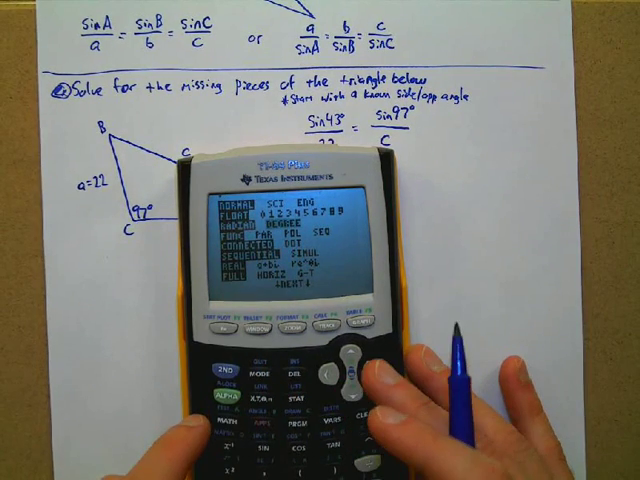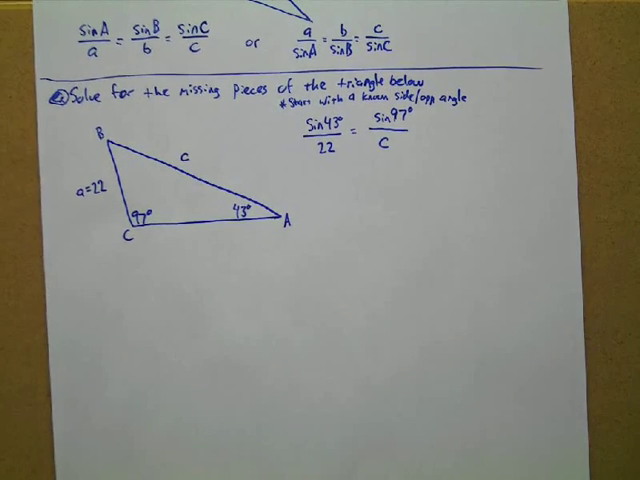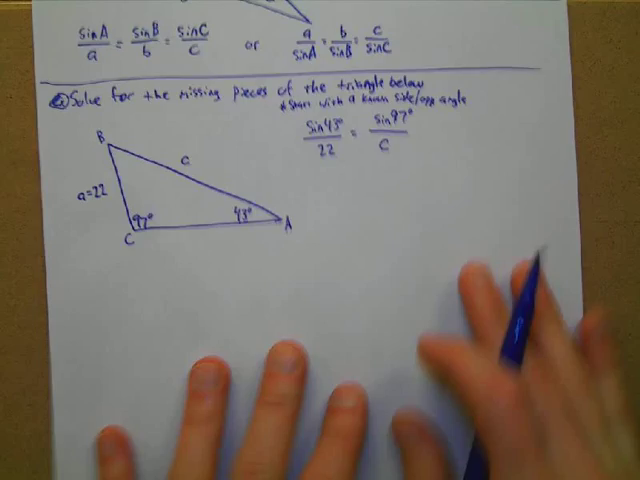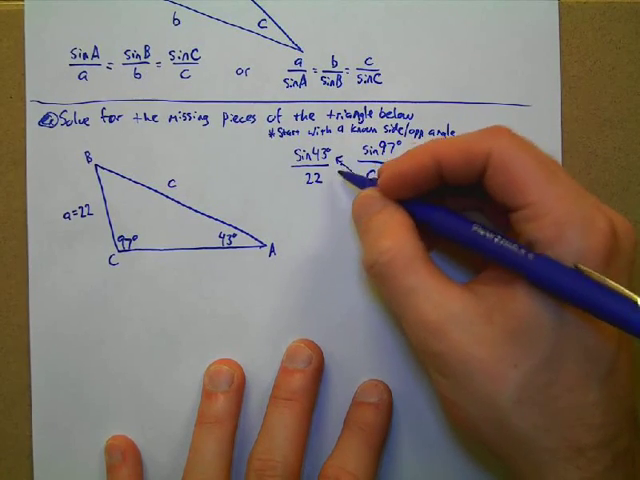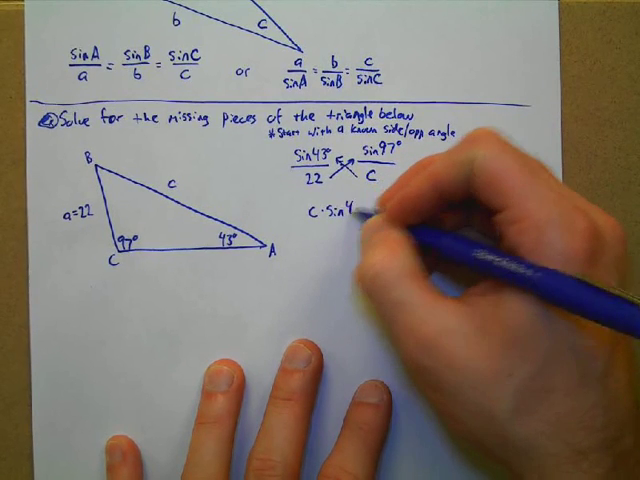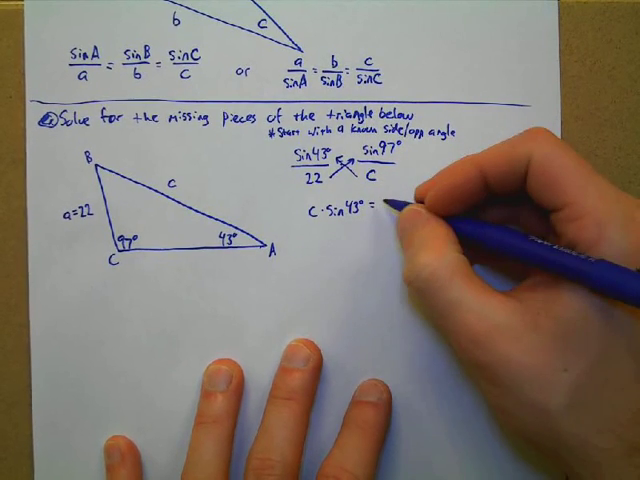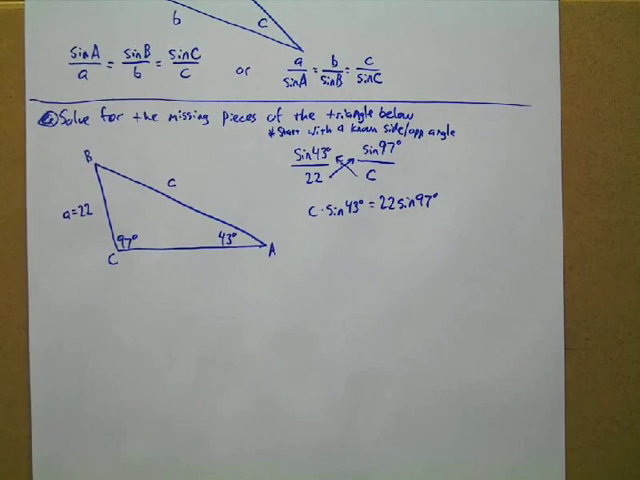Okay, I'm going to go ahead and cross multiply first. So, C times the sine of 43, 22 times the sine of 97, so I have C times sine of 43 degrees equals 22 times sine of 97 degrees. I'm going to ask that you try and hold off on rounding until the very end. I know it's going to be a pain because you have all this extra writing, but it'll be good practice because it's going to add to your precision. So hold off on rounding to the very end.